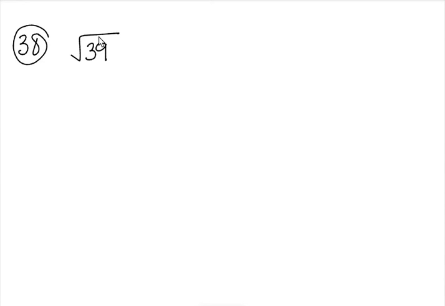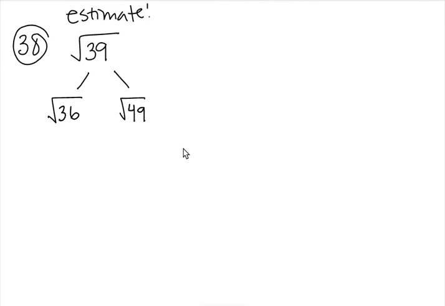Okay, we're going to start first by seeing which two perfect squares this is in between. Okay, we're basically just trying to narrow down where we think the square root of 39 is. So it's in between 36 and 49. Square root of 36 is 6. Square root of 49 is 7. So I know that this is between 6 and 7.